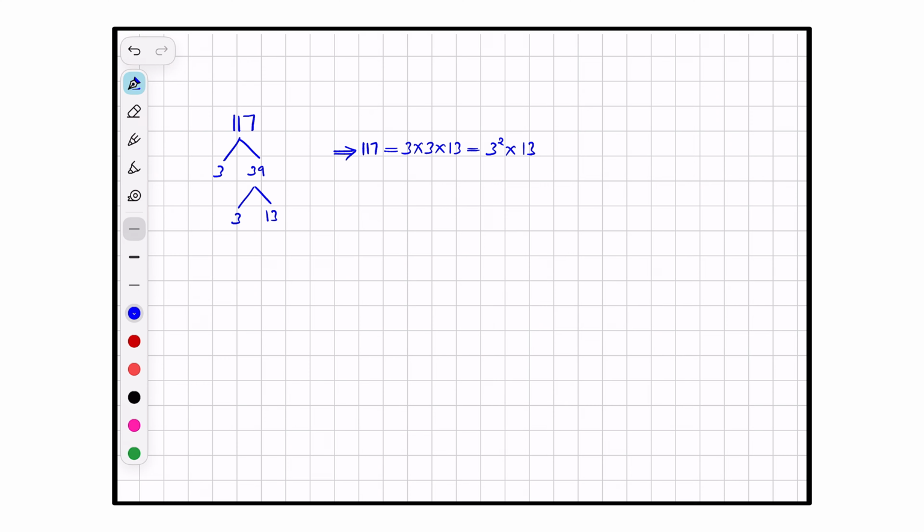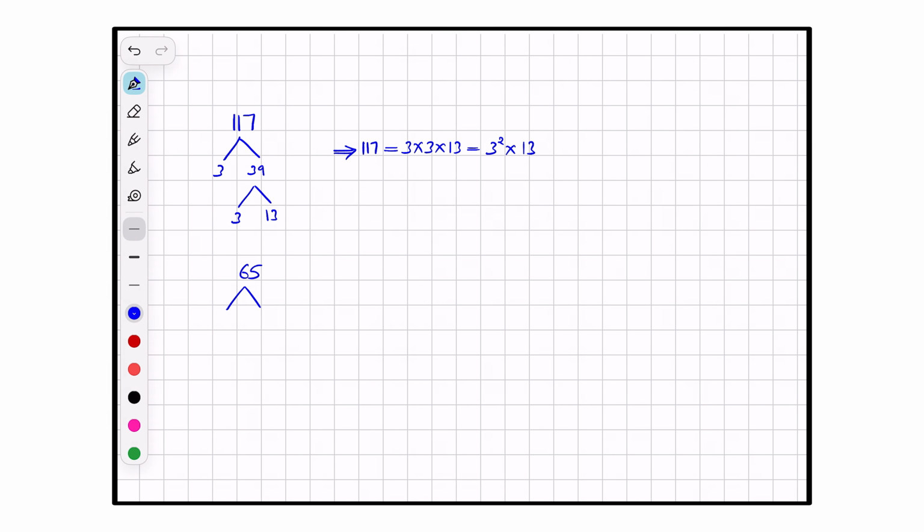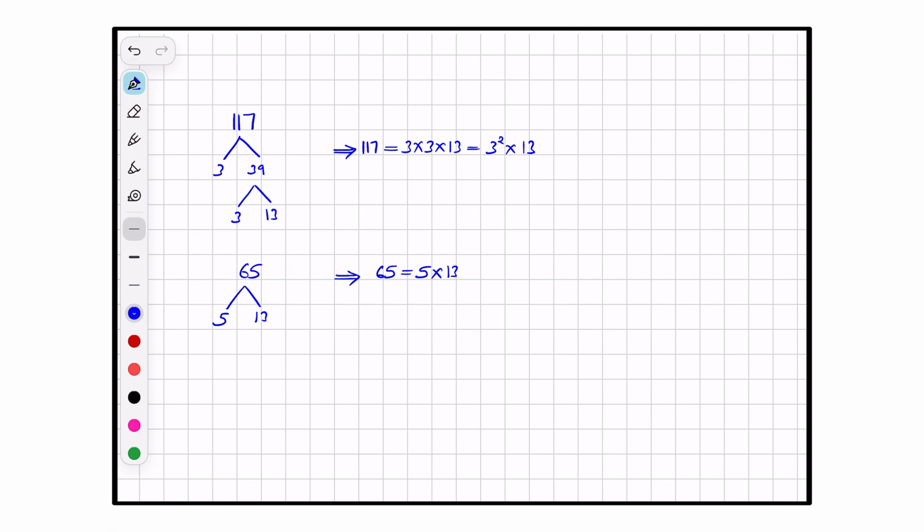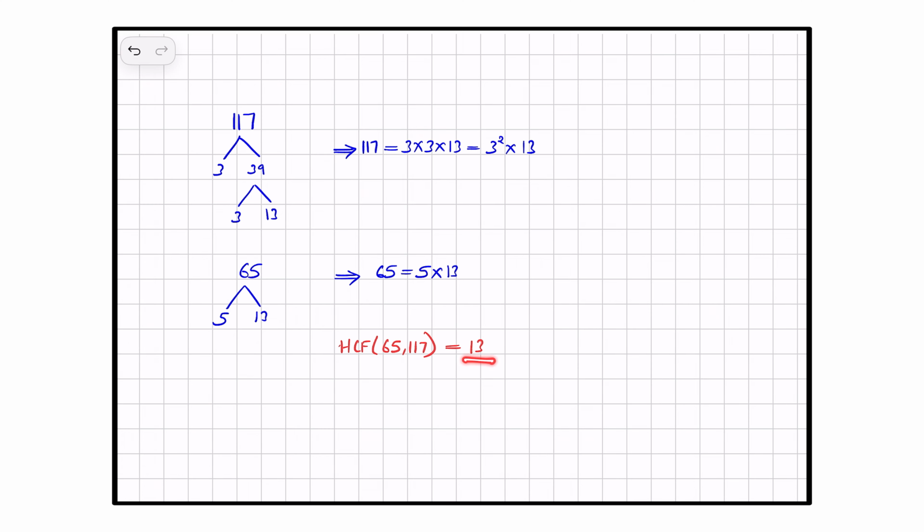Similarly, the second number 65 we can factorize as 5 into 13. Therefore 65 is equal to 5 into 13. So together, for the HCF of 65 and 117, we write the common factor, and that is only 13, and the lowest power is again 1. Thus 13 is the HCF of 65 and 117.